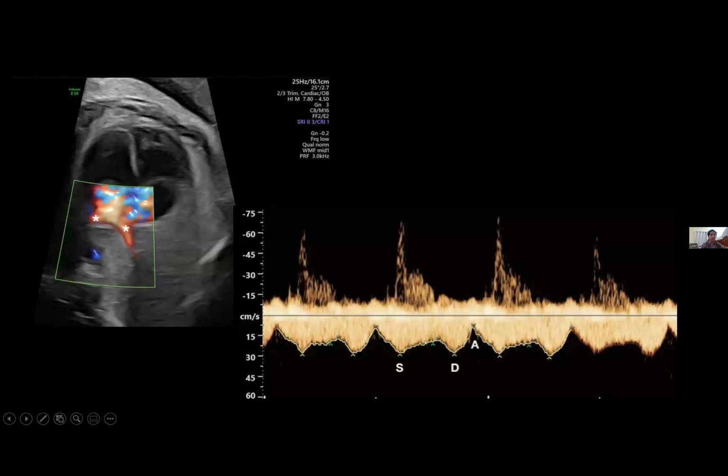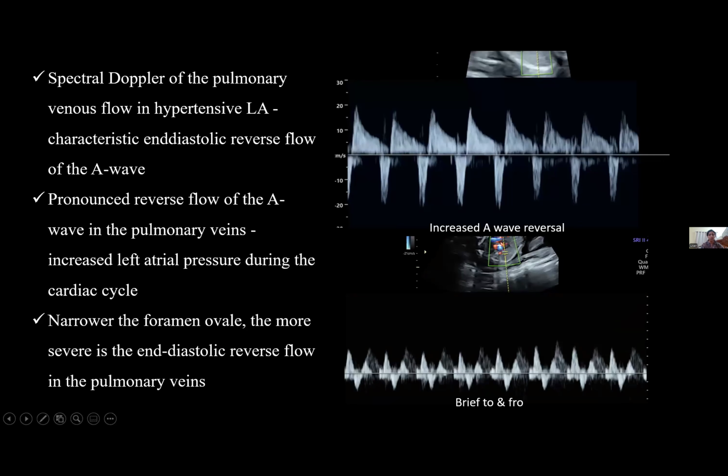This image shows the normal pulmonary veins with their typical pulsatile flow. The S wave is seen during ventricular systole, the D wave during early ventricular diastole, and the A wave, which is a nadir, at the end of diastole. The pulmonary venous Doppler is an important marker for hypoplastic left heart syndrome. The end diastolic reversal of the A wave reflects the increasing left atrial pressure secondary to a restrictive foramen ovale. The degree of reversal parallels the severity of restriction, ranging from mild reversal to marked A wave reversal, with the most severe form showing a brief to-and-fro pattern in the pulmonary veins, as demonstrated in our case.